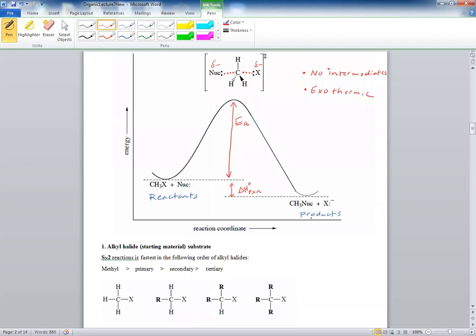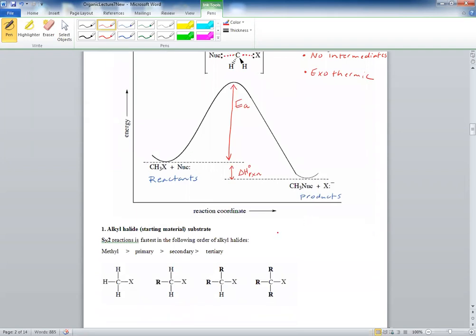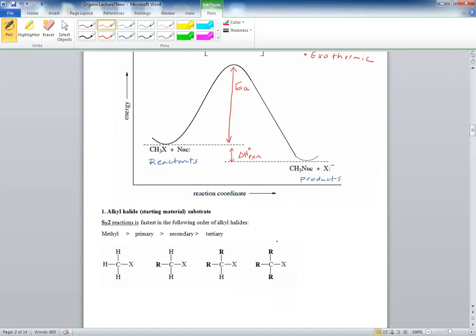Very well. Now let's start with the very first thing about those factors. So let's start with the first factor, which is the alkyl halide. This is going to be the end of this video. And then the next video is going to be about something else.